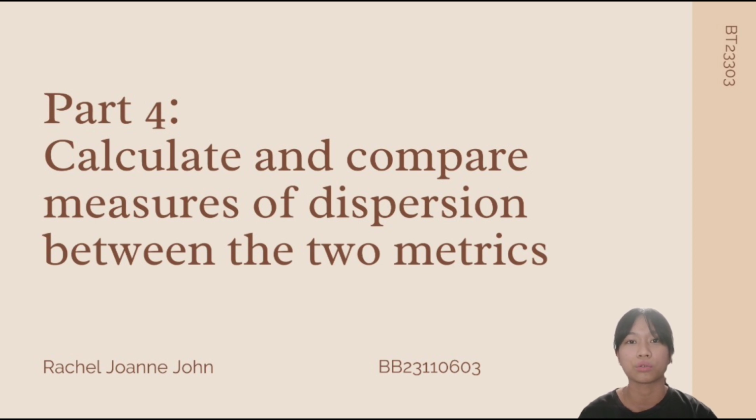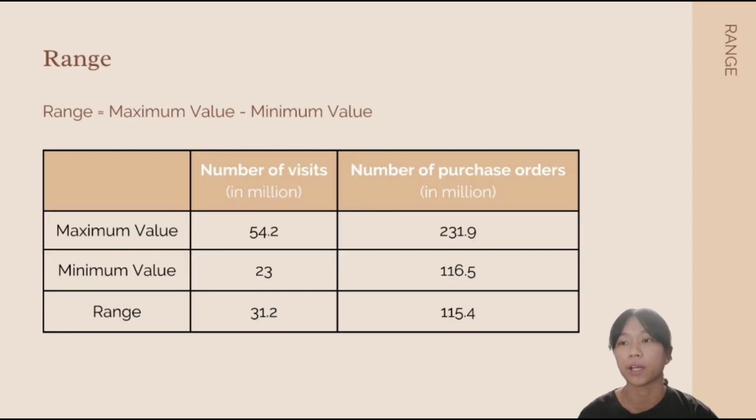Hi, my name is Rachel Joanne John. My matrix number is 23110603. I'll be presenting part 4, which is measure of dispersion. First, we need to find the range, which is the difference between maximum value and minimum value. The range for number of visits is 31.2, while the range for number of purchase orders is 115.4.